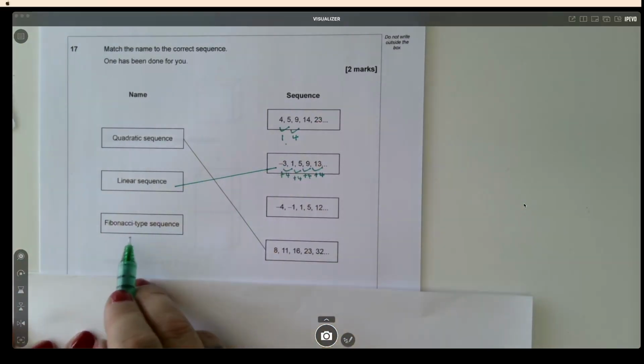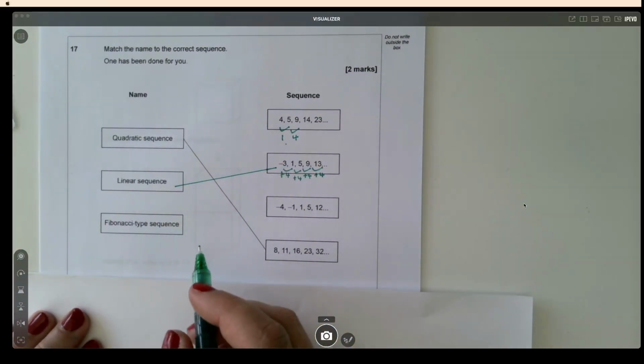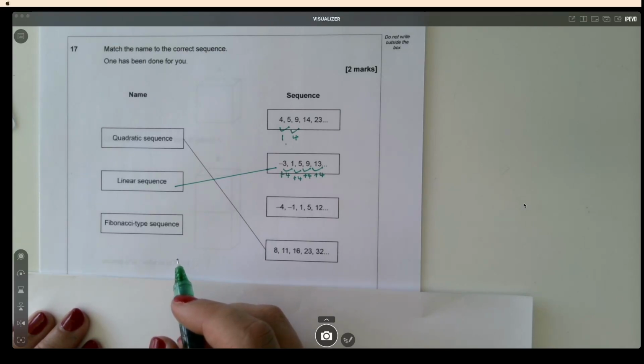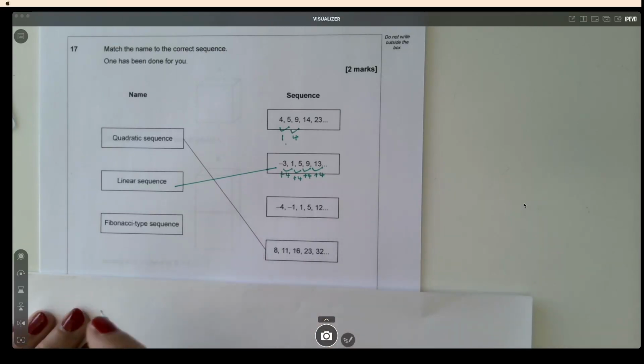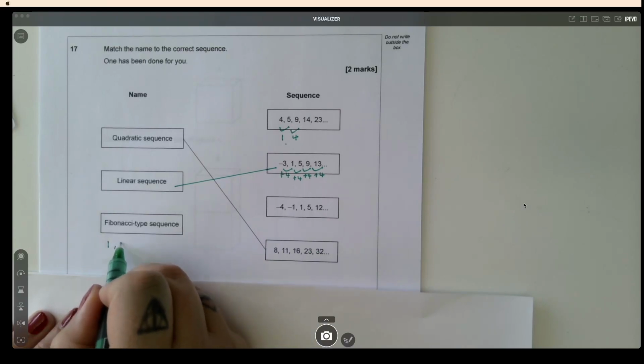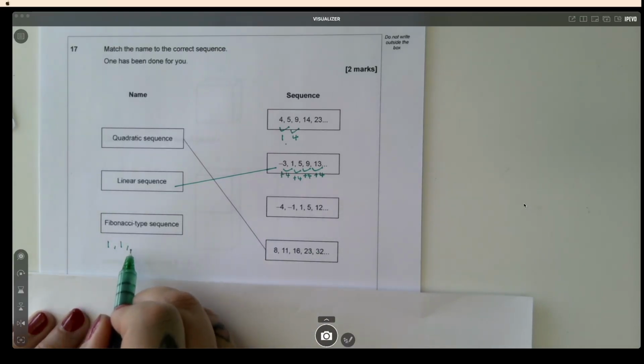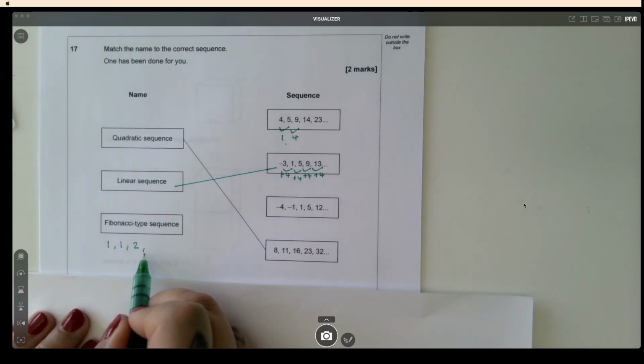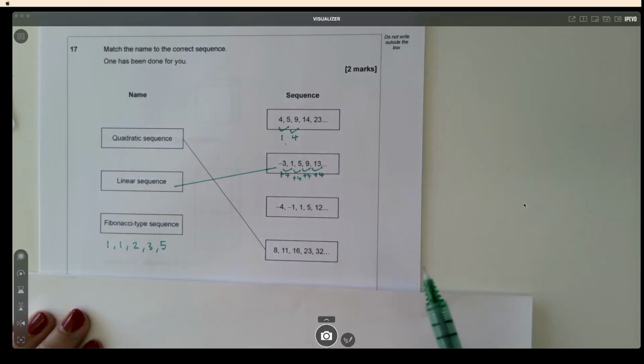Now we need to identify the Fibonacci type sequence. So a Fibonacci sequence is a sequence that's generated by adding the previous two terms. So if the first two terms were 1, the third term would be 1 plus 1, which is 2. The fourth term would be 1 plus 2, which is 3. The fifth term would be 2 plus 3, which is 5. So let's see if we can find that property in a sequence anywhere.